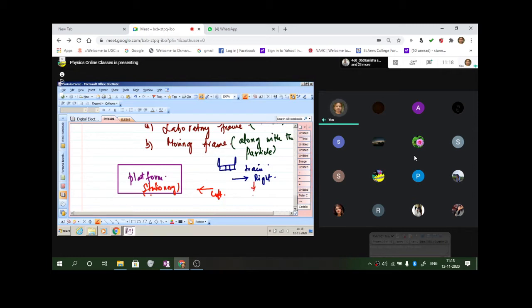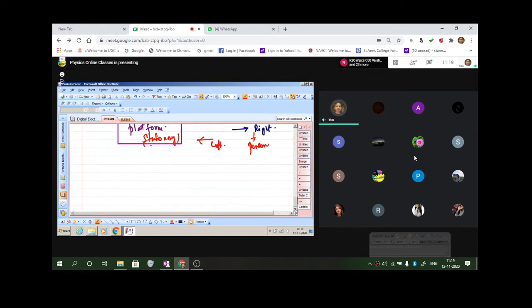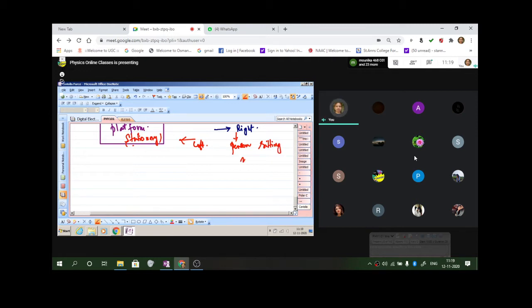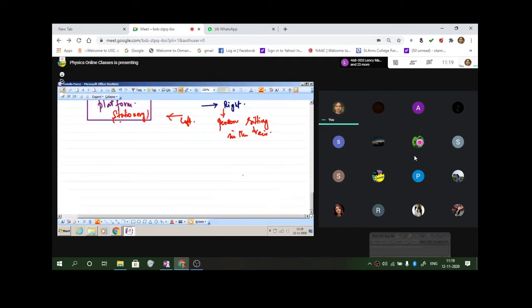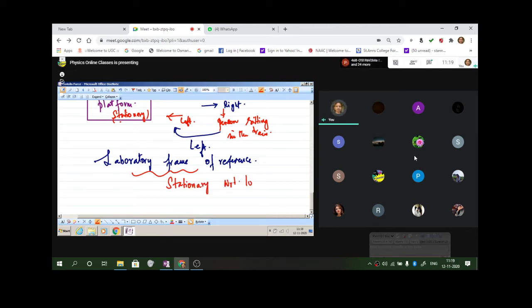With respect to the person sitting in the train, for a person who is sitting in the train, it looks as though the platform is moving to the left. So this is one frame of reference known as laboratory frame of reference. This is very important for you to observe. This is stationary or at rest with respect to what? With respect to passenger in a train.